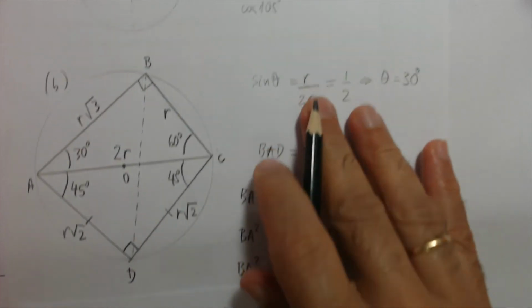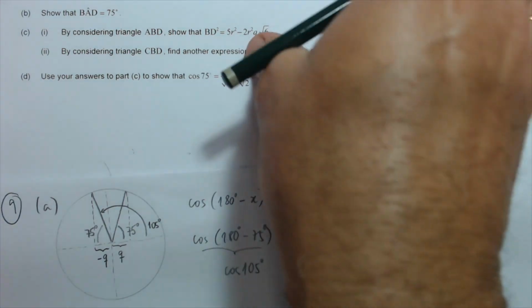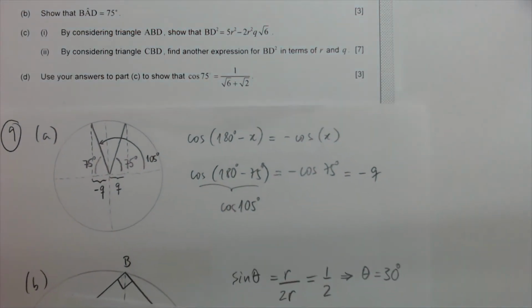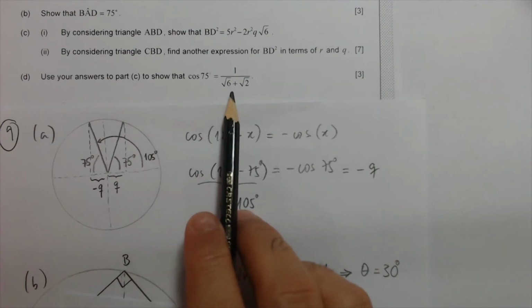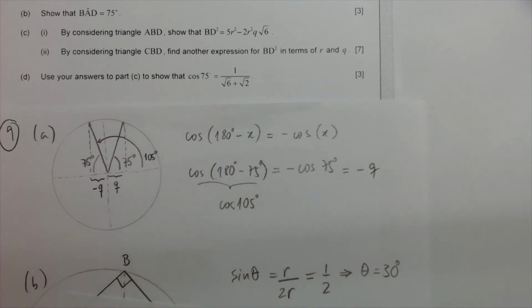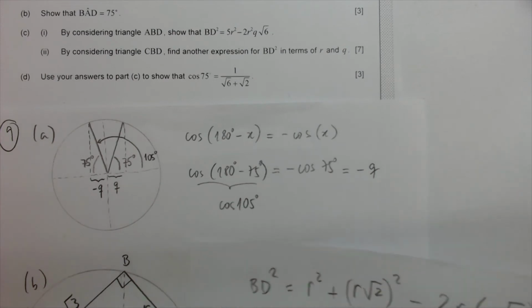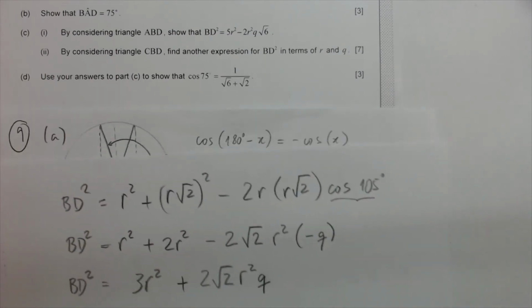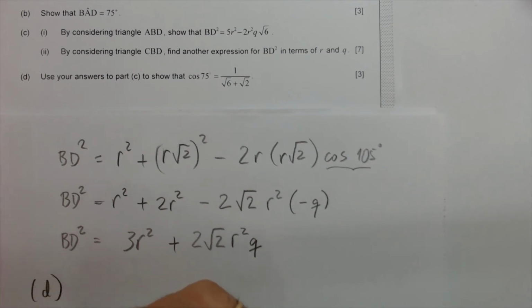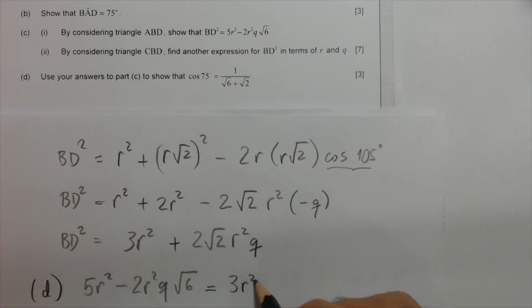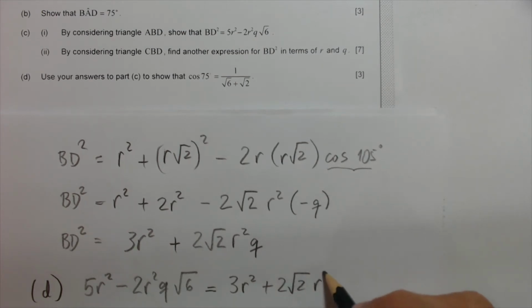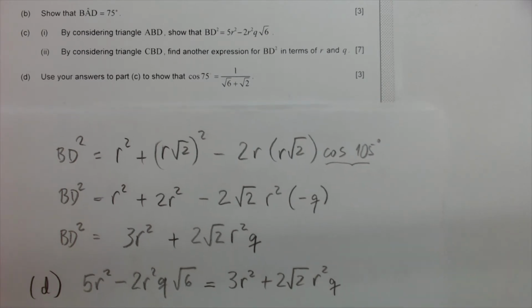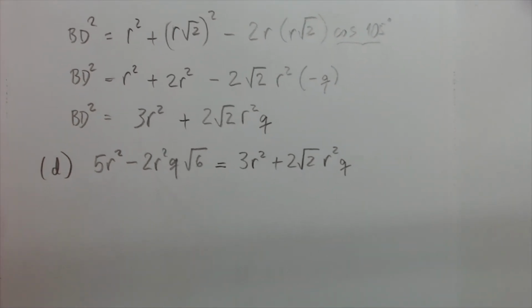And then the last thing we are asked to do is to use your answers to part C to show that cos 75 is equal to this. And then we are going to use the two expressions, the first and the second, and equate them. So in letter D, we found first 5r squared minus 2 root 6 r squared q is equal to 3r squared plus 2 root 2 r squared q. So let's solve for q.